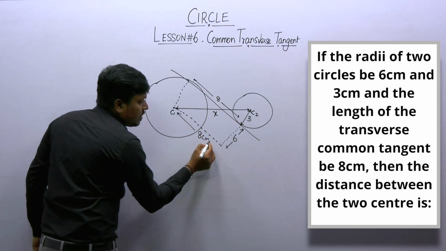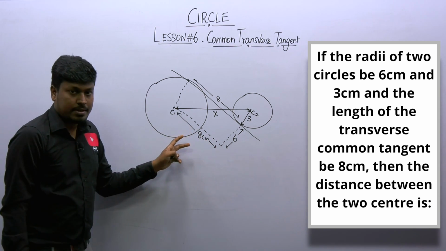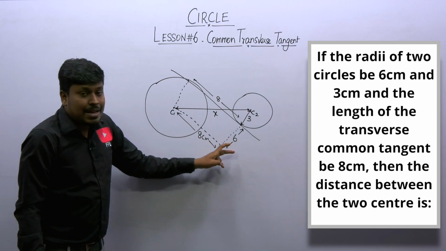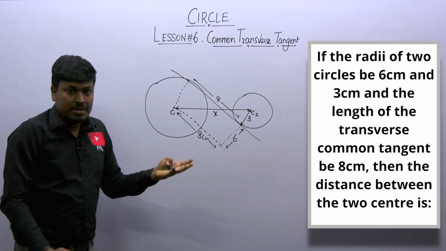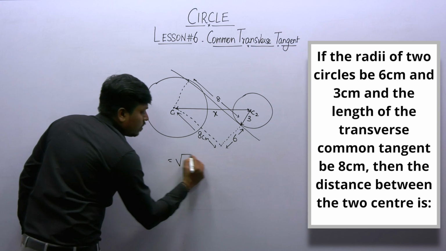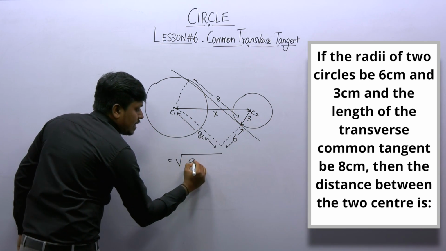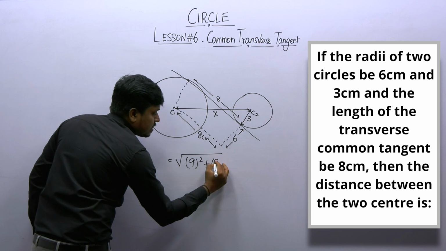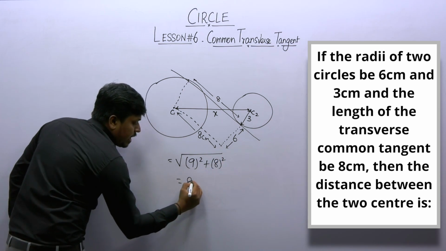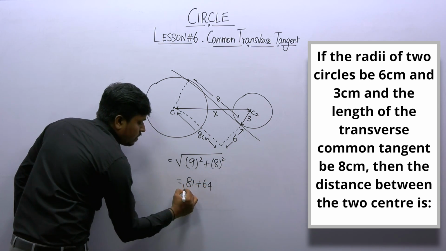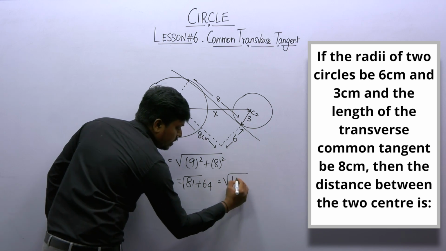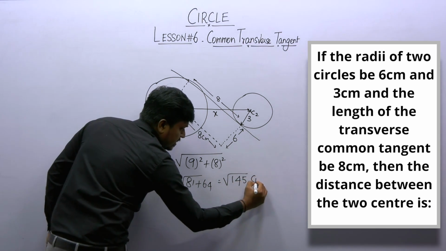So according to the Pythagoras theorem, we know what is the hypotenuse, and also we know what is the adjacent. Our target is to find the opposite value. So it is equal to root of 6 plus 3, that is 9, and this will be 8. So 9 square plus 8 square. 9 square will be 81, 8 square will be 64. So I think it will be root of 145 centimeter.